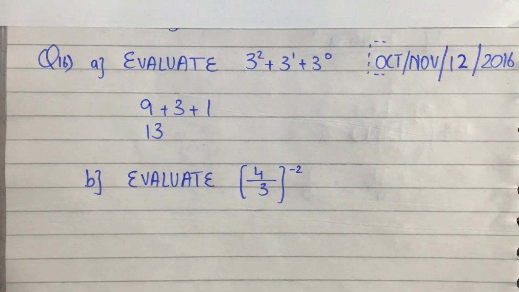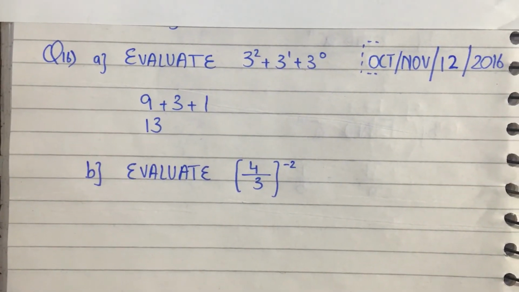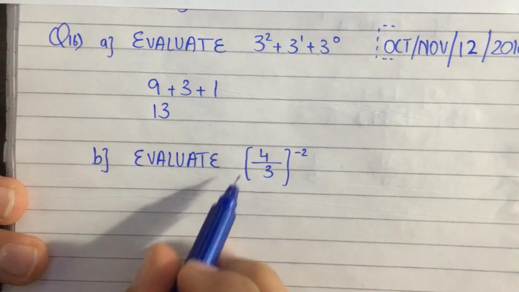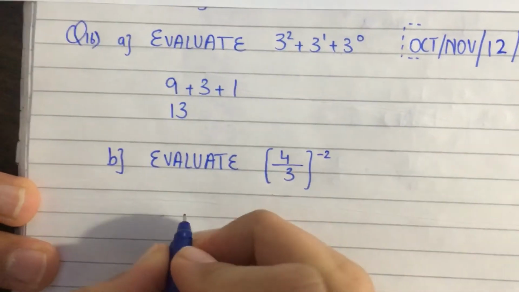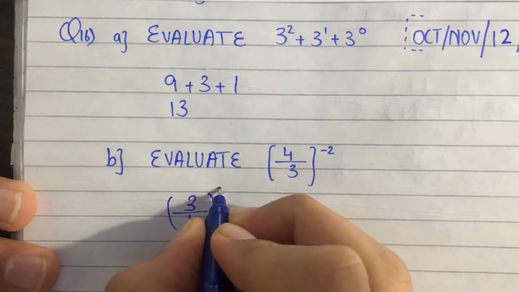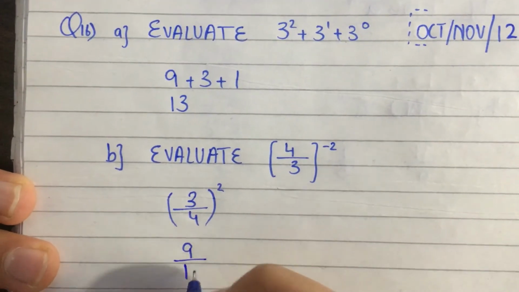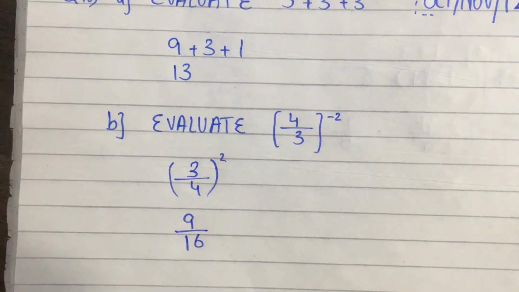Part B says evaluate (4/3) to the power minus 2. The minus is going to automatically take the denominator into the numerator space and vice versa. So it's going to be (3/4) to the power 2. 3 power 2 is 9 and 4 power 2 is 16, and that's our answer.